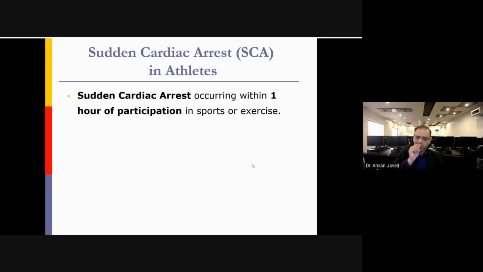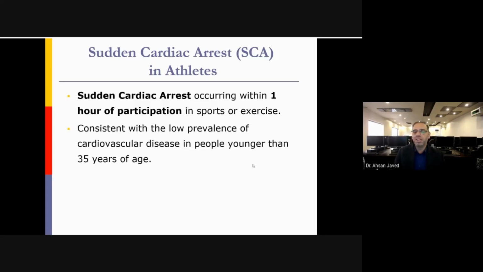It occurs within 1 hour of participating in sports. It may occur on the spot while the person was actively involved in the game, or the person completed the game. It was a vigorous activity, there were no signs during the game, and he went back to his home or any other place. And 1 hour after participation in that sport or exercise, he suddenly collapsed.